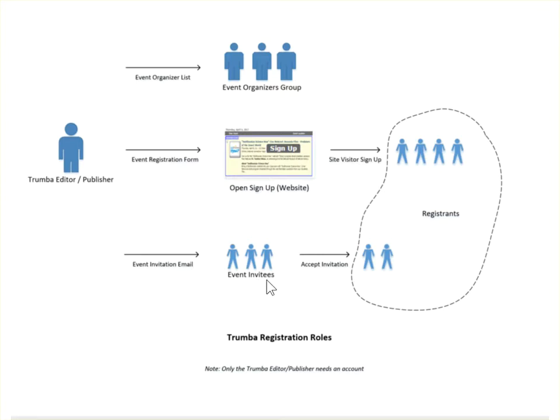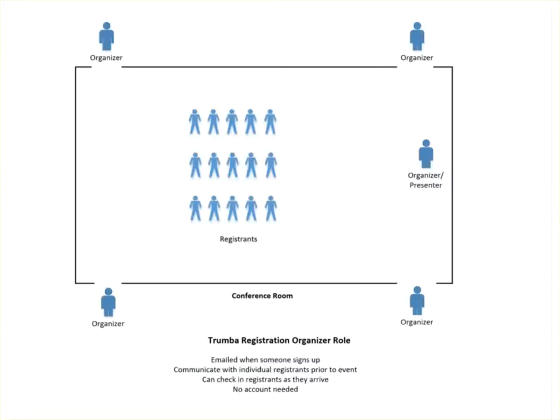Those that receive an email invitation but have not yet responded are invitees. Those that sign up to attend the event, whether through the website or an email invitation, are the registrants. This slide shows the event. No one on the slide needs to have a Trumba account. The organizers for the event can optionally check people in at the door as they arrive using the Trumba Check-In app. Certificates with each registrant's name can be printed using the Trumba registration list and Microsoft Word's mail merge capability.